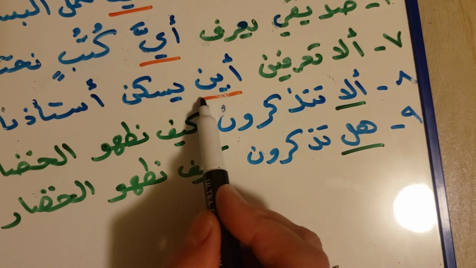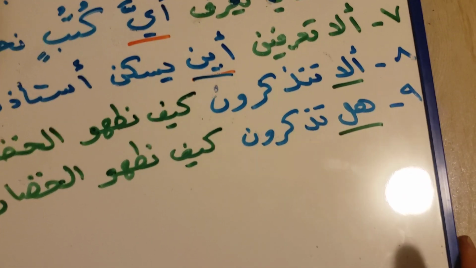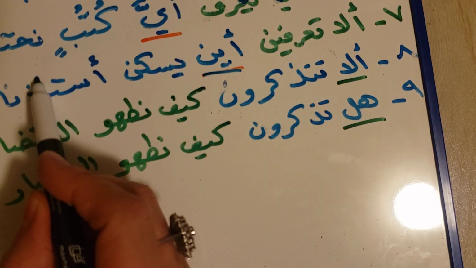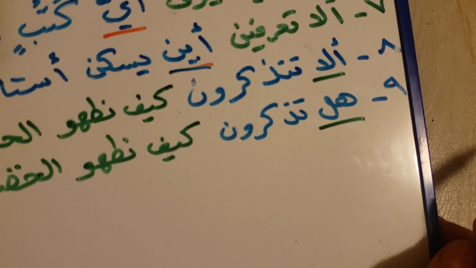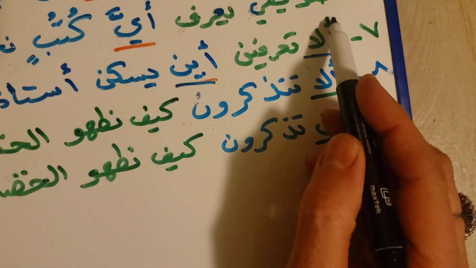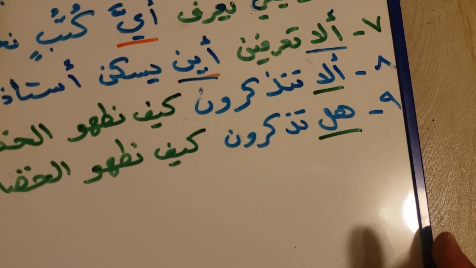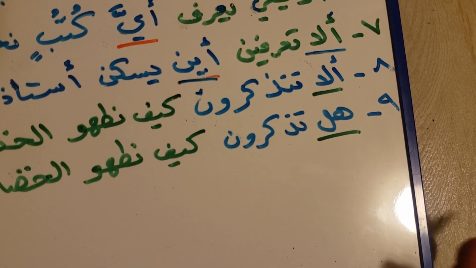And so I used أين يسكن أستاذنا. ألا تعرفين أين يسكن أستاذنا? And this is a direct question, but it's in the negative form. Okay, because it's using a question word. ألا. Okay. ألا تتذكرون كيف نطهو الخضار?